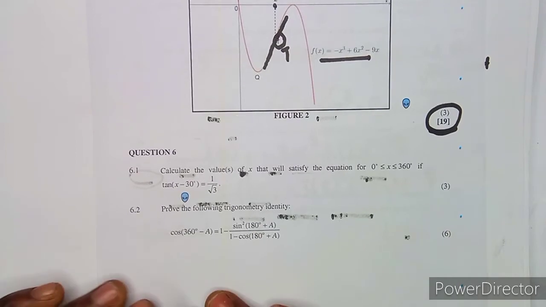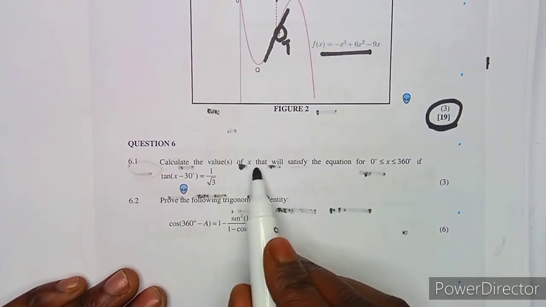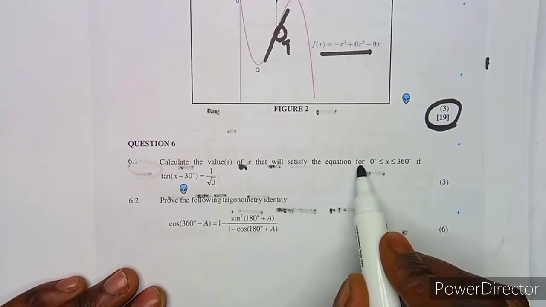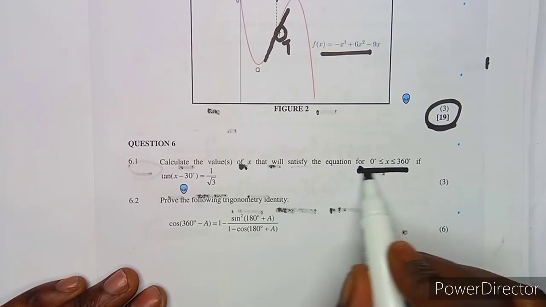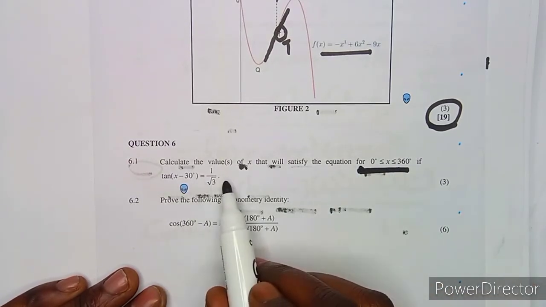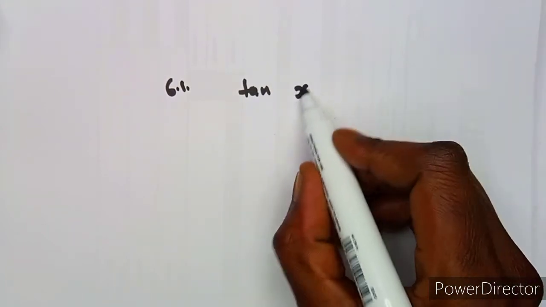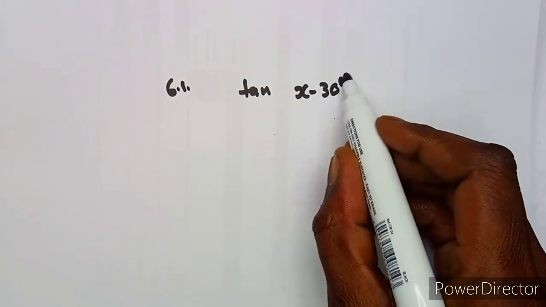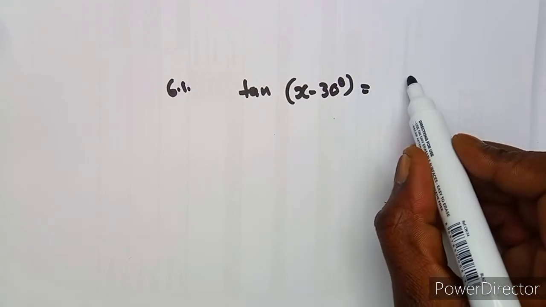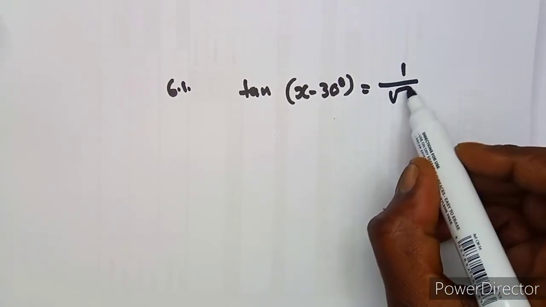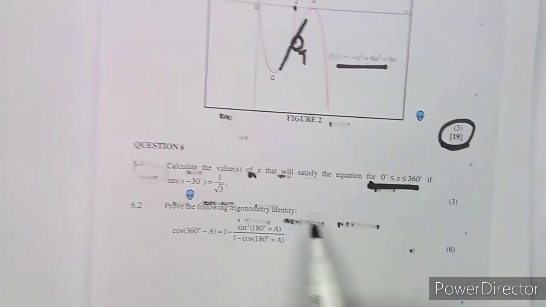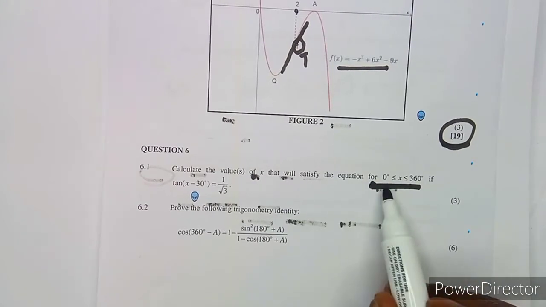All right, then we move on to question 6. We are given: calculate the values of x that will satisfy the equation. These are the values of theta. We are given such a statement on 6.1 that tan of x minus 30 degrees is equivalent to 1 over square root of 3, and we need the values of x that are going to satisfy this interval.